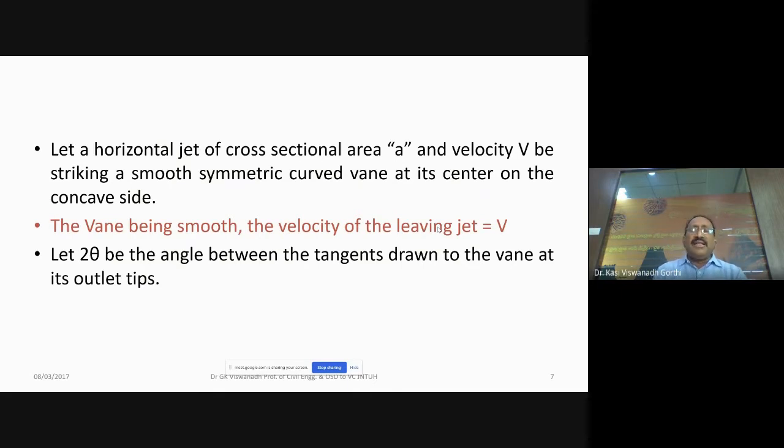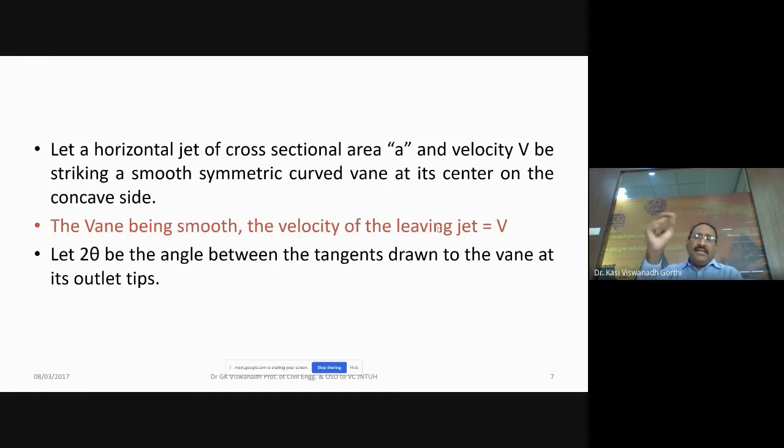If you consider the shock losses because of the sudden impact of the liquid jet, and the friction losses as the liquid flows over the surface of the vane, the velocity of the leaving jet may not be equal to the velocity of the inlet jet. Why is this happening? This is because you are accounting for the various losses like shock loss, friction loss, etc.